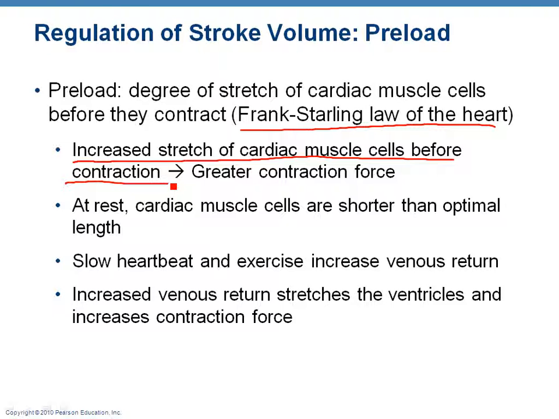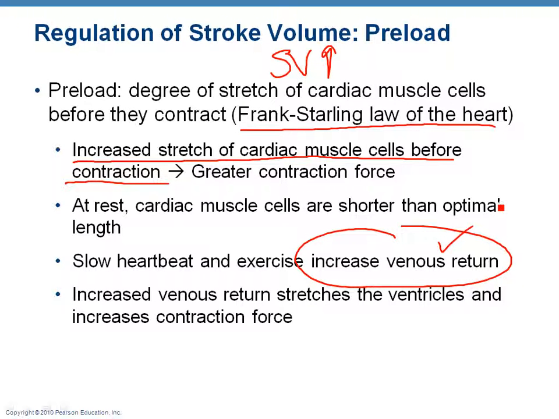What can we do then? One of the things that we can do to increase our stroke volume is stretch out those cardiac muscle cells in your right and your left ventricle more before the ventricles contract. How do we do that? How do we stretch the ventricles out? The best way to do that is to get more blood into the ventricles before the ventricles undergo contraction. So you increase your venous return.